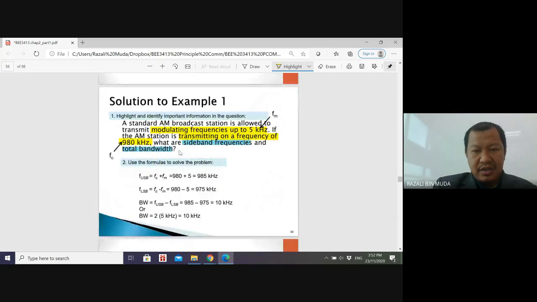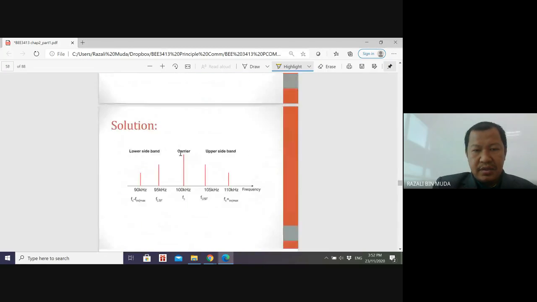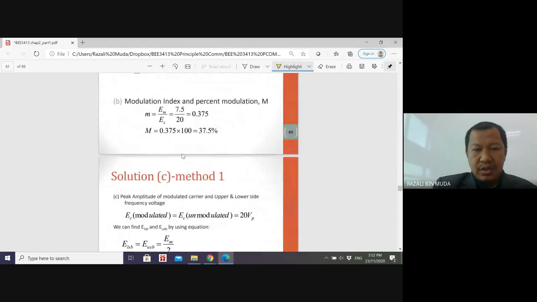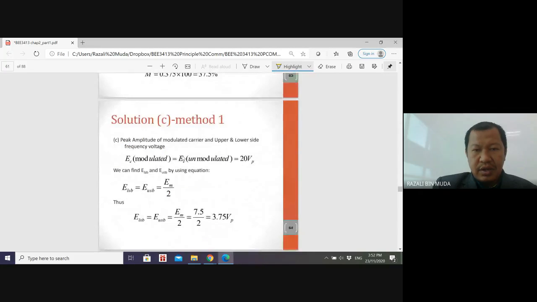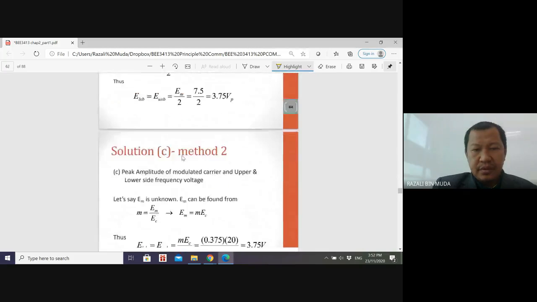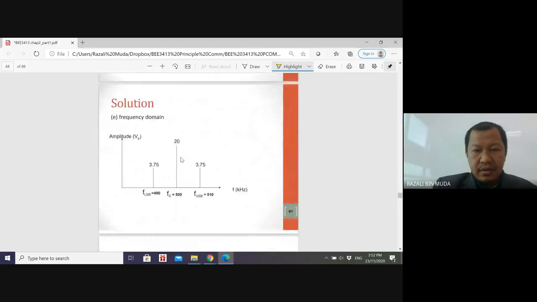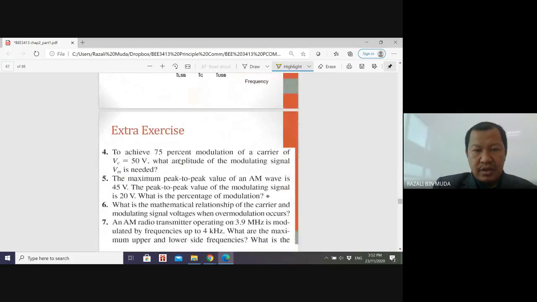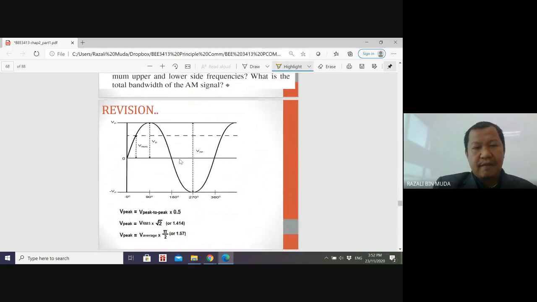Okay, solution. You can read this. Example solution, group activity solution. You can read that on your own. Okay, homework, exercise, revision. Some revision.